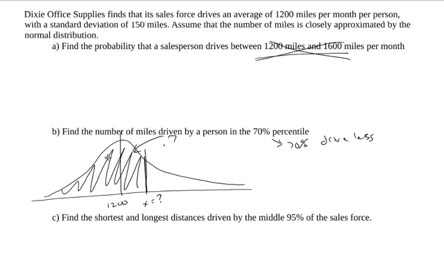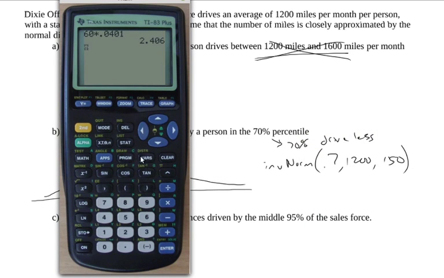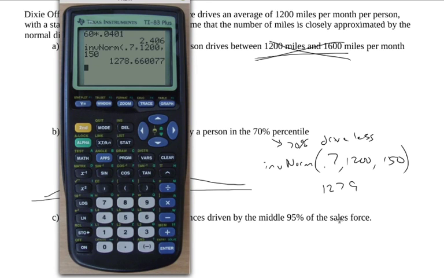So we have a total area to the left. We're trying to figure out a cutoff, which means we want to do inverse norm. The area to the left is 0.7, our mean is 1,200, and our standard deviation is 150. So that means I can type that into my calculator. We'll do inverse norm, 0.7, 1,200, 150. And we get the 70th percentile, 1279.